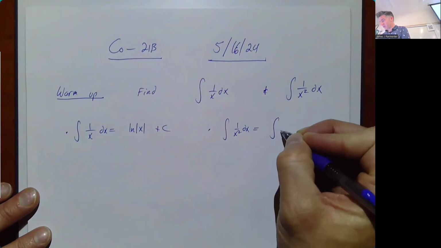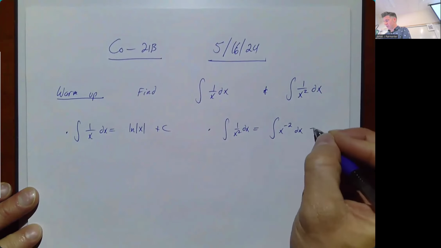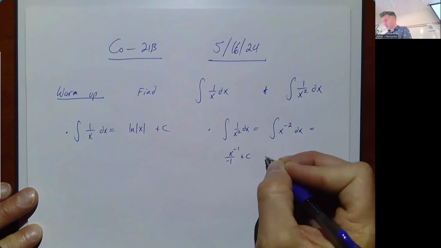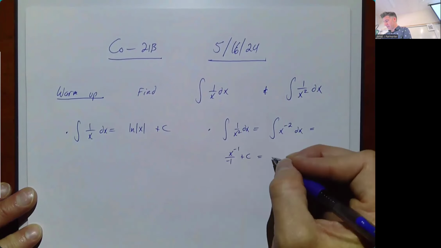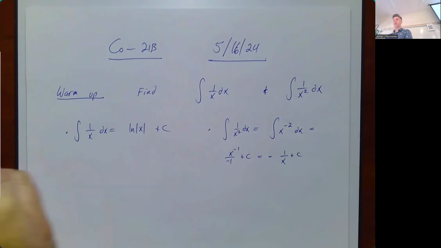So I'm going to write this as the integral of x to the negative second power, dx. And then we use the anti-power rule. We get x to the negative first over negative 1 plus c, which I would always rewrite as negative 1 over x to the first. Cool. The reason I'm specifying these two integrals is because we want to look at some improper integrals.